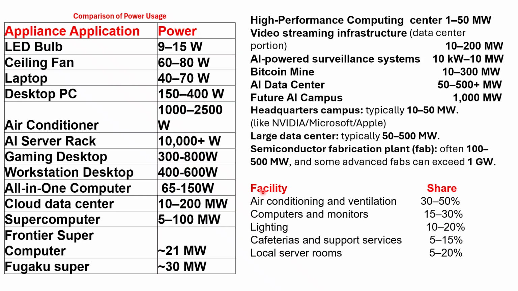The other thing is the facility and its share in total power. Air conditioning needs 30 to 50% of the power requirement. Computers and monitors may require 15 to 30%. Lighting is limited to 10 to 20% thanks to LED. Cafeterias and support services also require very little, 5 to 15%, and local server rooms require 5 to 20%.